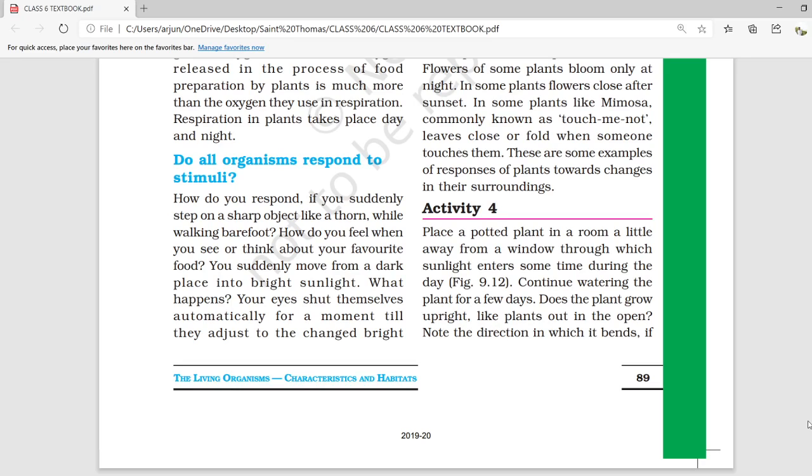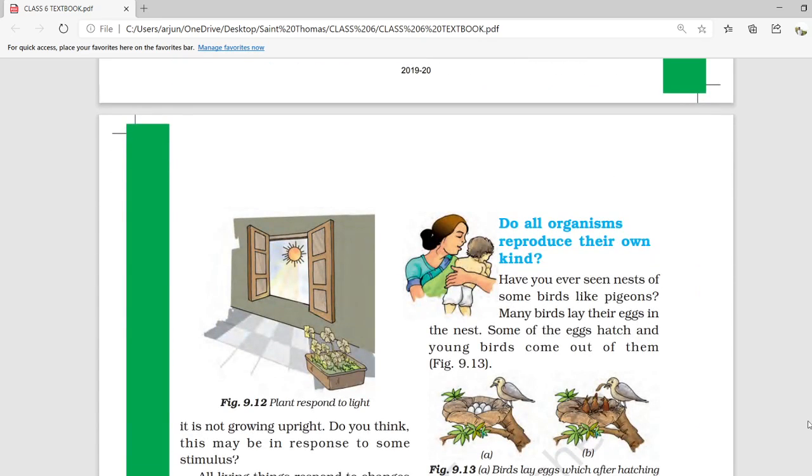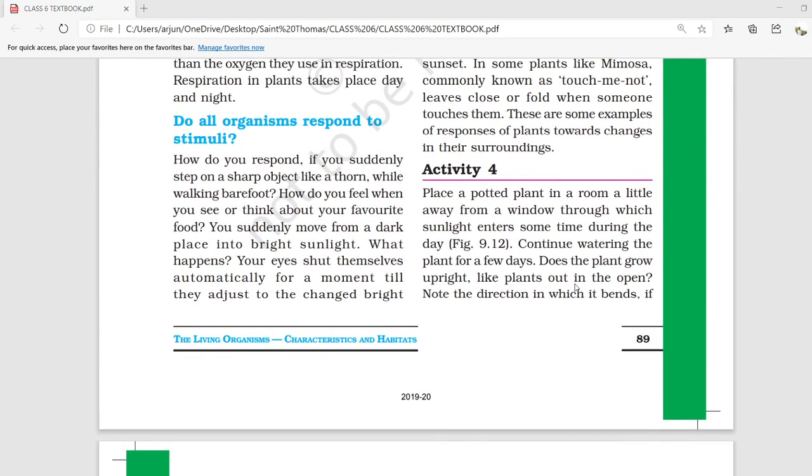In the last lecture, we completed up to this question: Do all organisms respond to stimuli? We have discussed the answer to this question. Now, moving further in the topic, we have one activity. Activity number 4. So, what do we have to do?